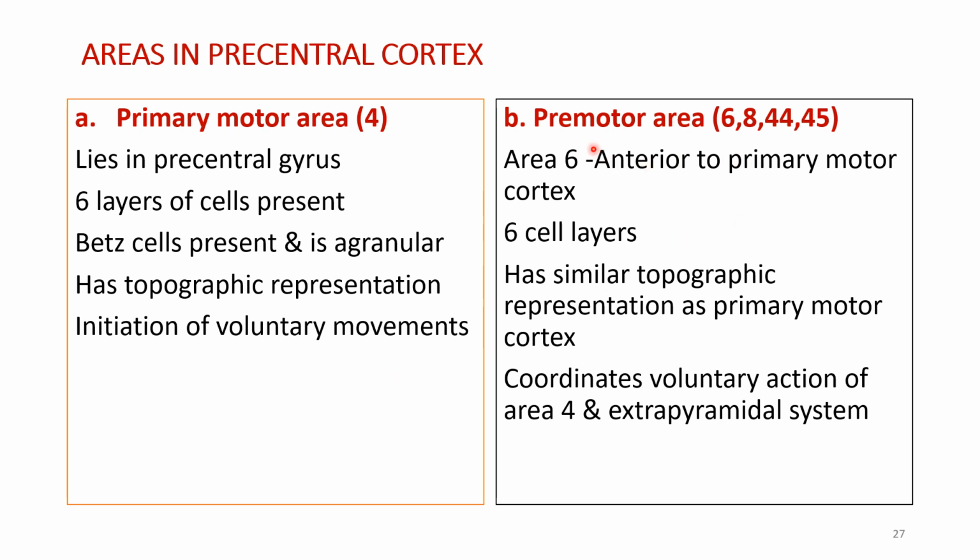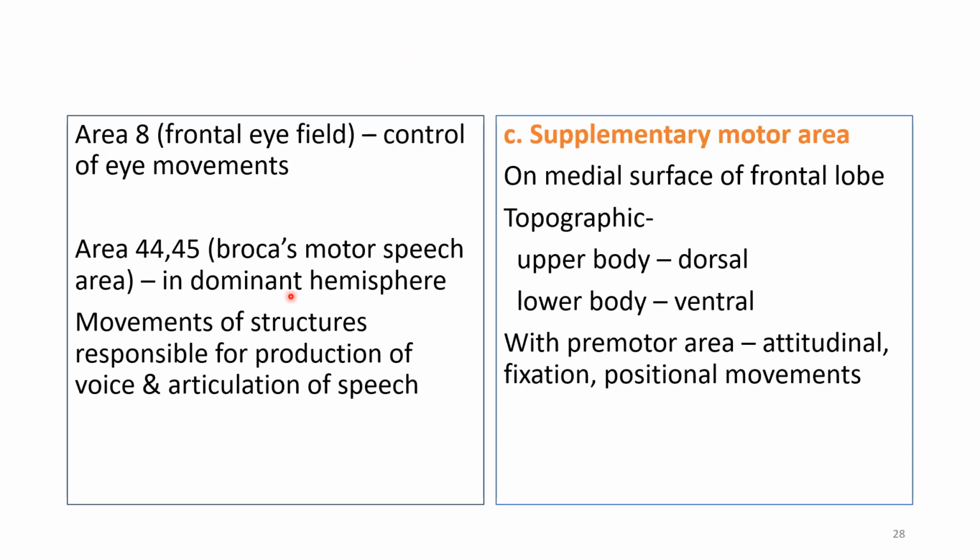Next, coming to the premotor area. It is composed of Brodmann areas 6, 8, 44 and 45. Area 6 is present anterior to the primary motor cortex, and it also has 6 cell layers and a similar topographic representation of the body as the primary motor cortex. It coordinates the voluntary action of area 4 with the extrapyramidal system. Next, area 8 is also called the frontal eye field. It controls eye movements.